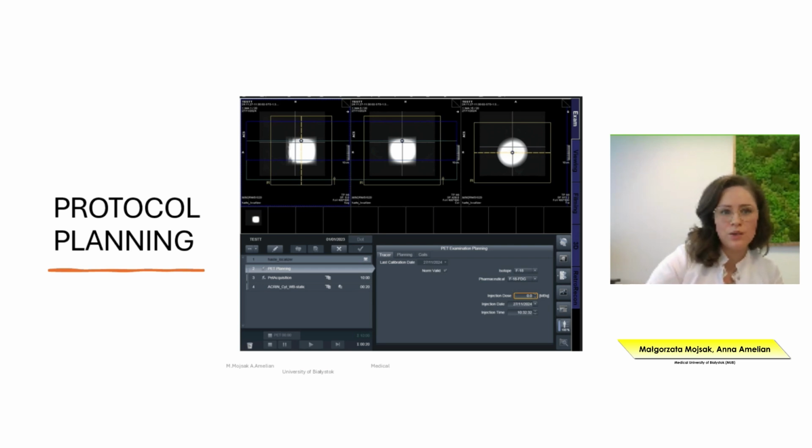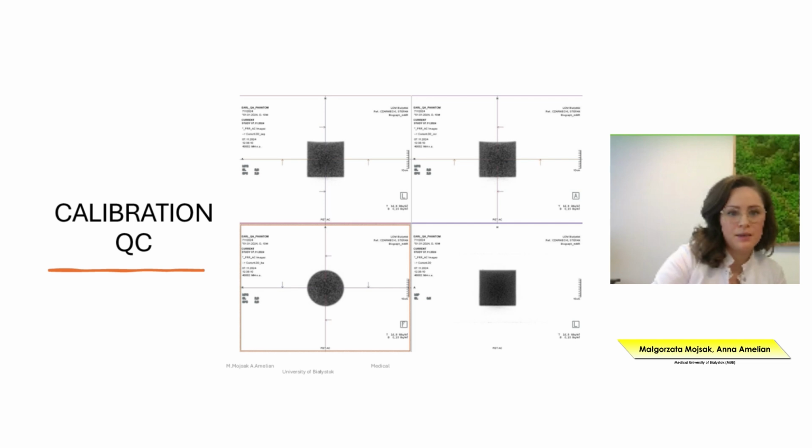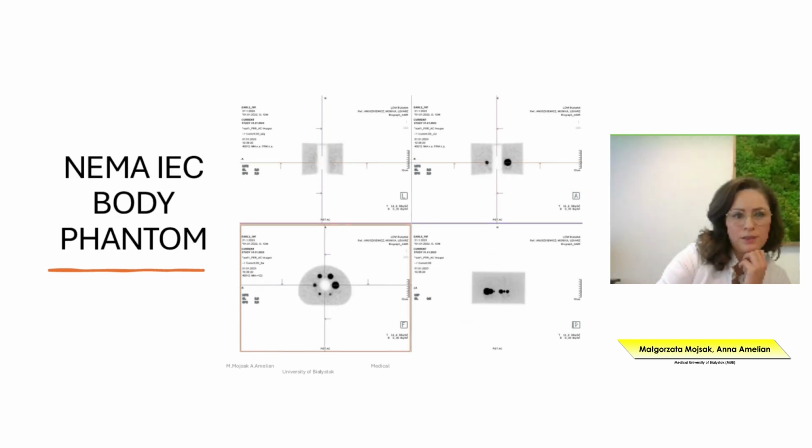Here you can see some protocol planning. This is the cylindrical phantom, which the image is quite blurred. So this is what it looks like at the beginning. So 2 beds, 5 minutes each. This is for our clinical protocol. This is the phantom scanned. This is our QC calibration. So these are the images after the correction of attenuation.